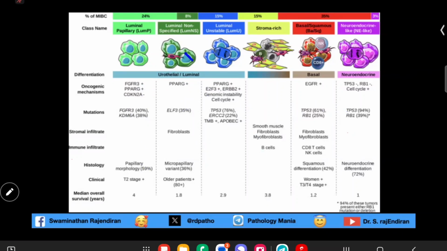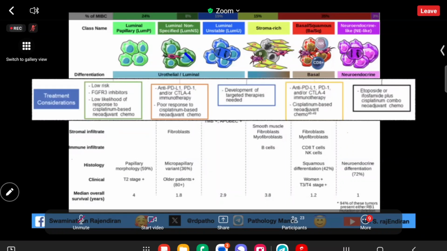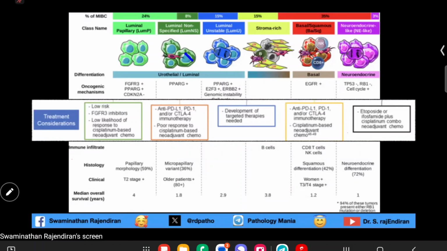I just want to highlight the molecular classification of bladder cancer, they may ask you in the exam. It's luminal, stroma rich, basal or squamous, neuroendocrine. Like in the luminal type, there are three subtypes: luminal papillary, luminal non-specific, and luminal unstable. Why do we have to know that? There are a lot of treatment differences depending upon the molecular markers. That's why we have to know the molecular features.